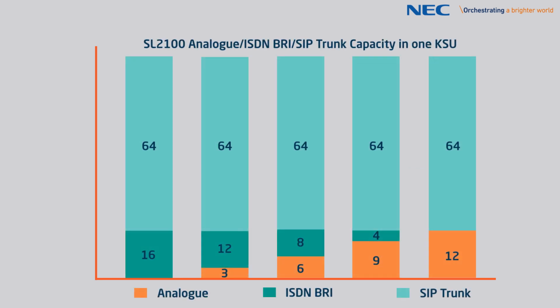The maximum capacity of SIP trunks is 64. This is not affected by the installation of any other trunk interface card.